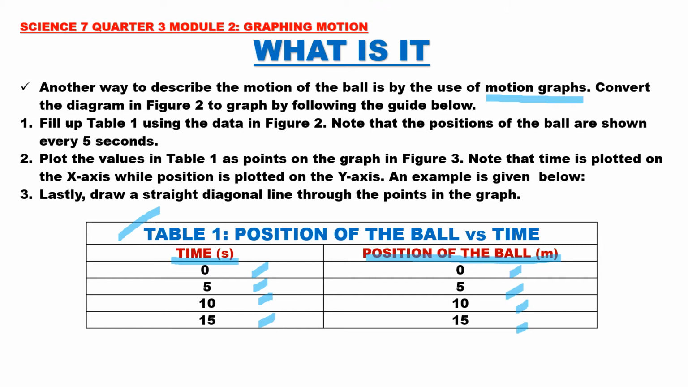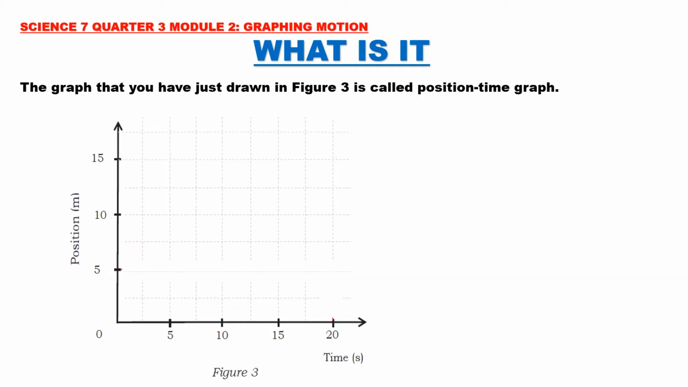Next, procedure number 2, plot the values in table 1 as points on the graph in figure 3. Note that time is plotted on the x-axis. So, yung time daw natin, ilalagay natin sa x-axis, while the position will be plotted on the y-axis. So, an example will be given in the next slide. And lastly, draw a straight diagonal line through the points in the graph. Okay, so we are going to plot the points in table number 1 in our graph.